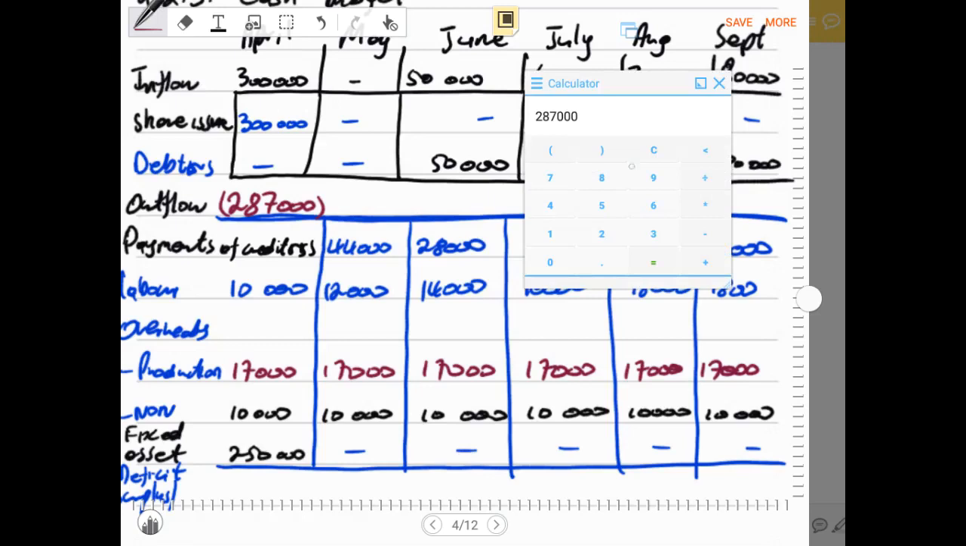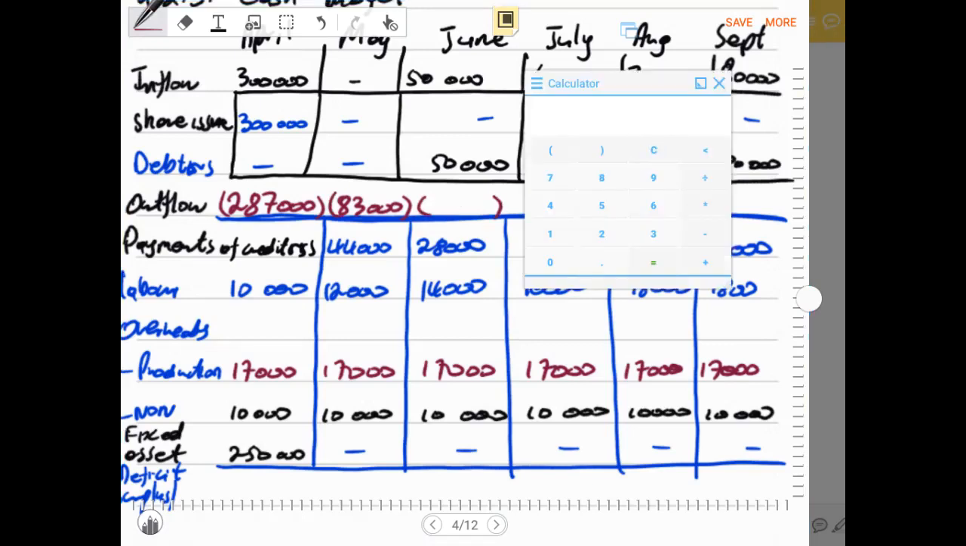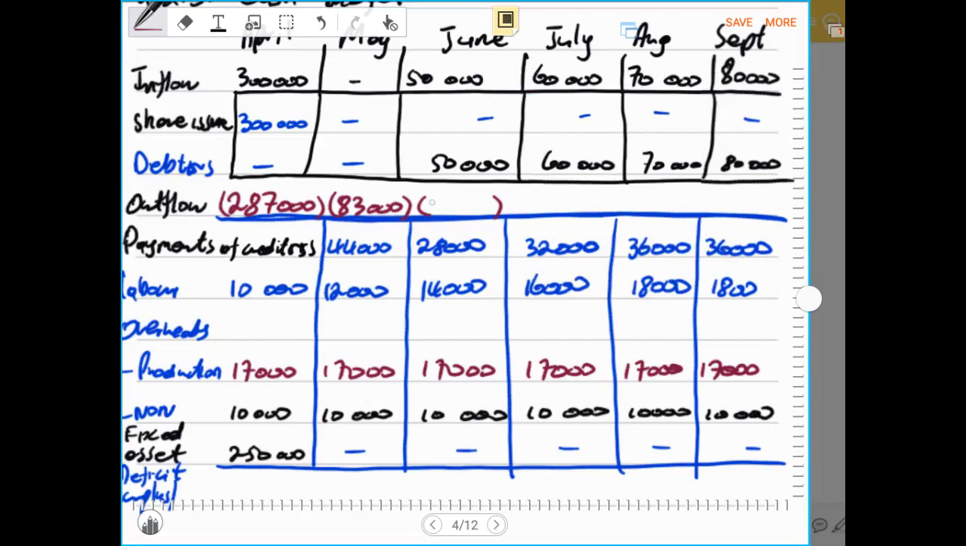Then after we go to the second month, we say 44,000 plus 12,000 plus 17,000 plus 10,000, and this will be 83,000. And we record that 83,000. Then now we record the third month, where we say 28,000 plus 14,000 plus 17,000 plus 10,000, and this gives us 69,000. And this will be 69,000.